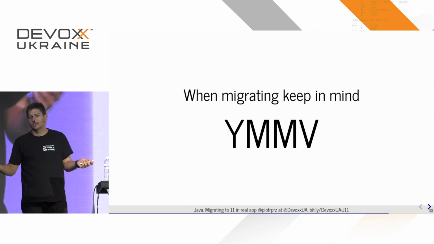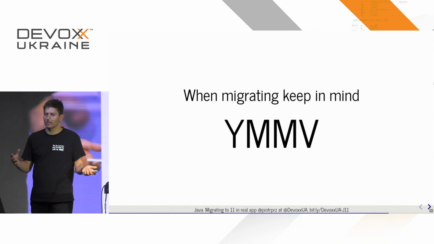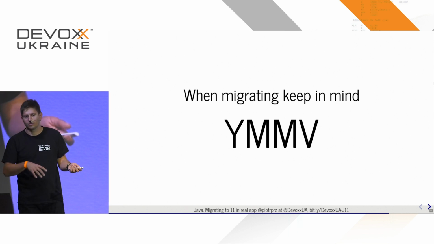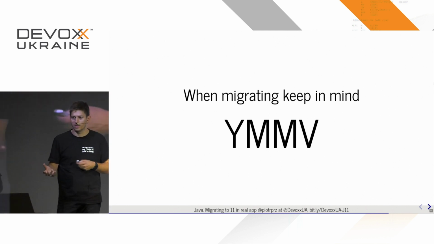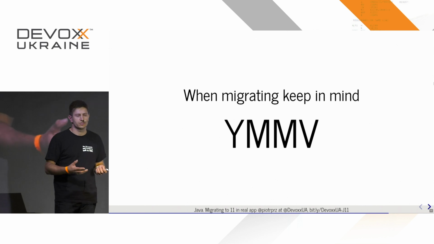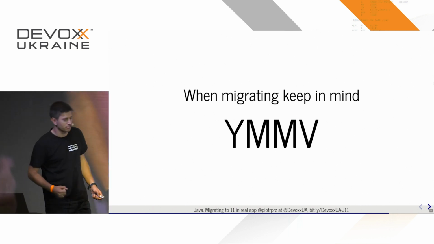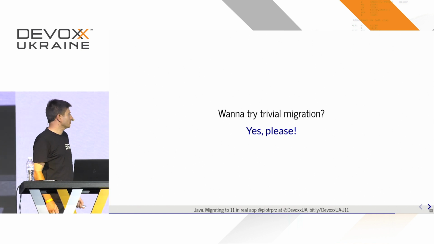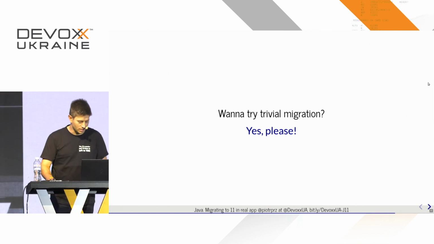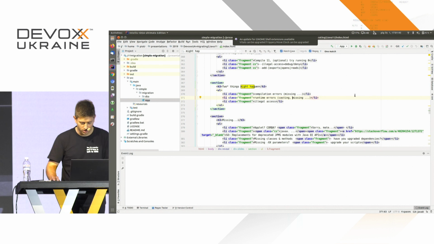So if you have dirty casting of your class loader to URLClassLoader, it won't work. I didn't have this because I didn't cast my class loader, but I saw some applications doing that. I was happy not to migrate them. If you want to try a trivial migration, you can find it on my GitHub profile. So let's switch to this code.